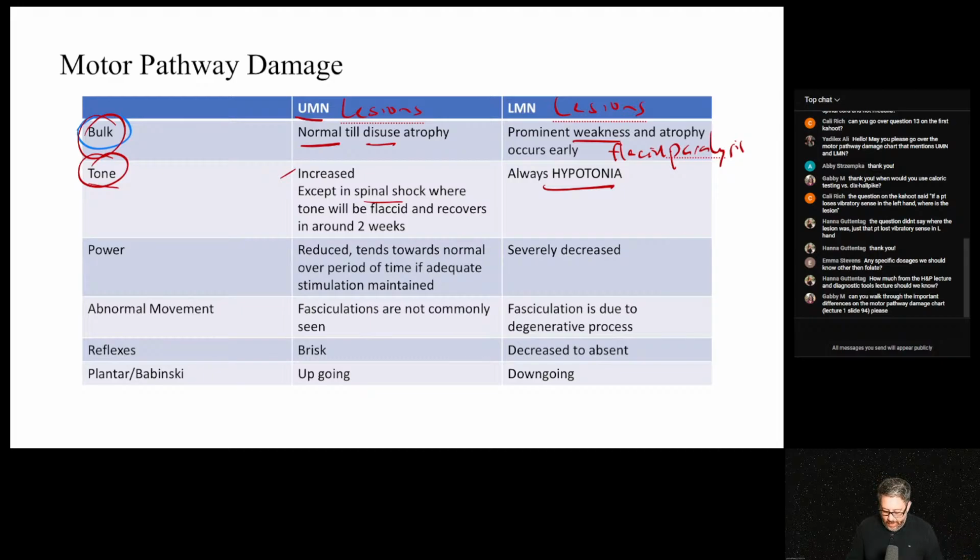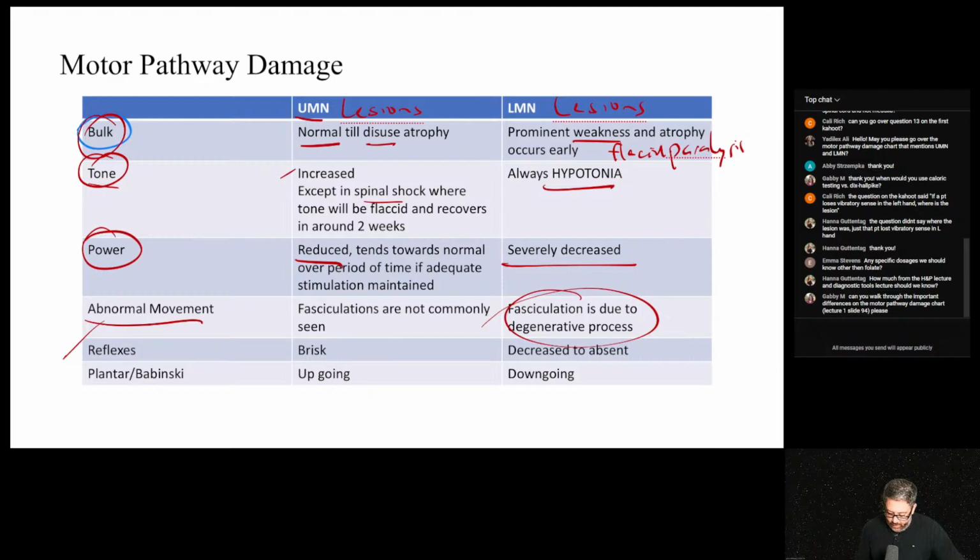Both muscles don't work. Power. How much power can they generate with their muscles? Upper motor neuron is going to be reduced. Again, the upper motor neuron is not really speaking very well to the lower one to tell it what to do, so they can have reduced power. But in a lower motor neuron lesion, severely decreased, because that lower motor neuron is not attached anymore. It's not going to tell the muscle what to do. So you lose all your power in that muscle. Abnormal movements, fasciculations, you'll see with a lower motor neuron lesion.